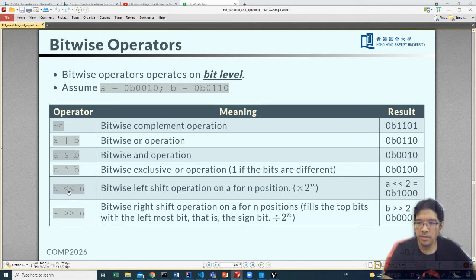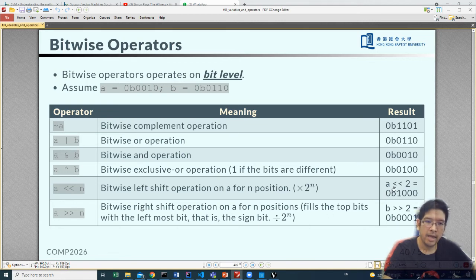And then these two are the shift operators. Basically, shifting left means you multiply by 2 to the power n. And the other one shifts rightward, which means dividing by 2 to the power n.